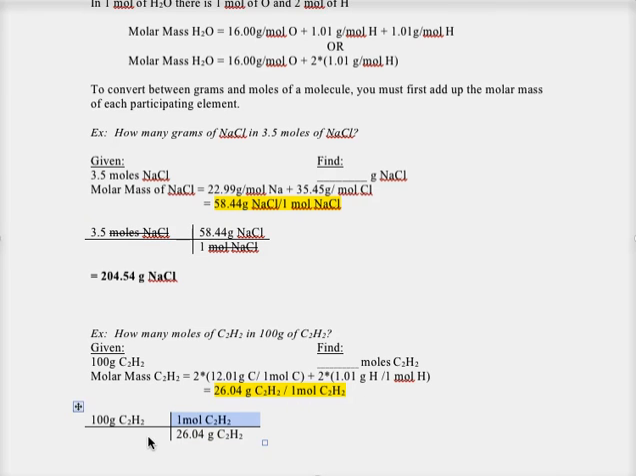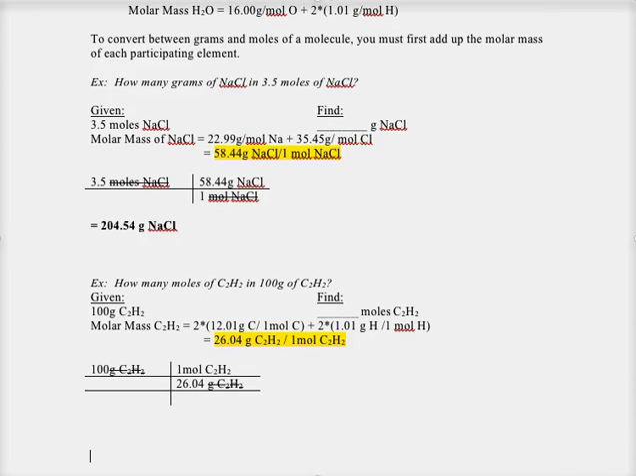So before I calculate through, I want to make sure that my units cancel. Grams of C2H2 cancels with grams of C2H2. I'm left in moles of C2H2, which is what I want. That's what I was trying to find. Punch that into your calculator. Make sure that you're getting the same thing I am. All right, 3.84 moles of C2H2 is our final solution.